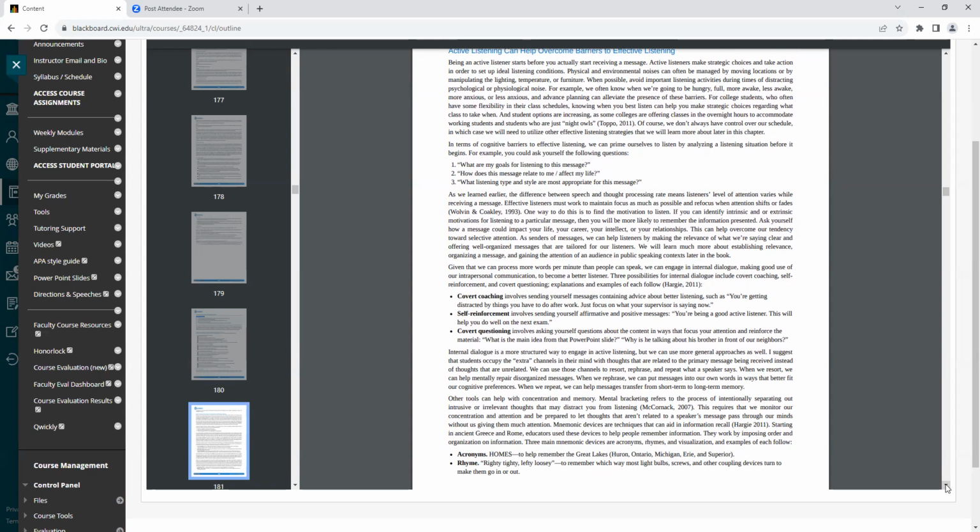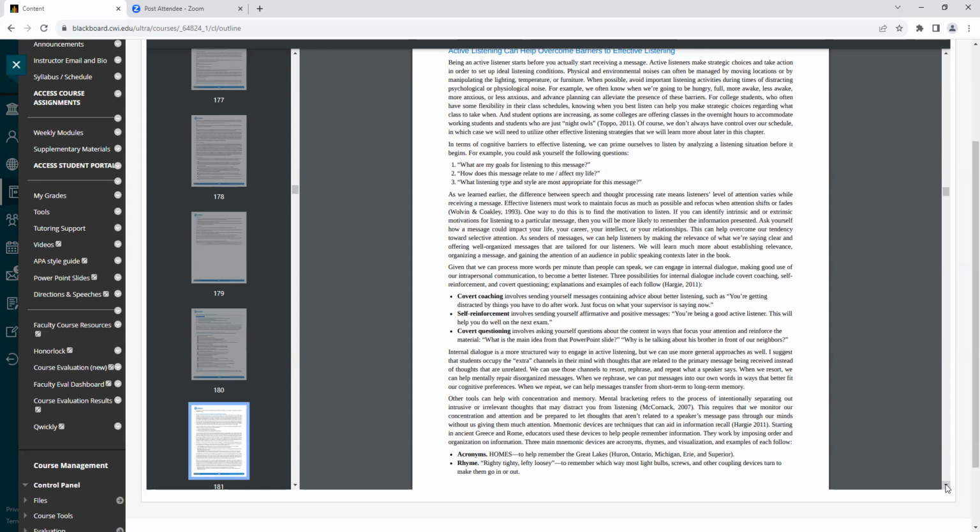As we learned earlier, the difference between speech and thought processing rate means listeners' level of attention varies while receiving a message. Effective listeners must work to maintain focus as much as possible and refocus when attention shifts or fades. One way to do this is to find the motivation to listen. If you can identify intrinsic and/or extrinsic motivations for listening to a particular message, then you will be more likely to remember the information presented. Ask yourself how a message could impact your life, your career, your intellect, or your relationships. This can help overcome our tendency towards selective attention.